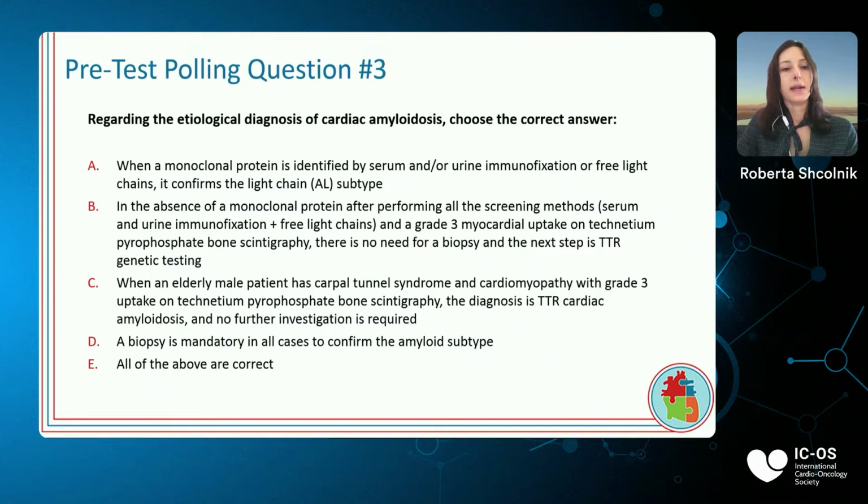C. When an elder male patient has carpal tunnel syndrome and cardiomyopathy with grade 3 uptake on bone scintigraphy with PYP, the diagnosis is TTR cardiac amyloidosis and no further investigation is required. D. A biopsy is mandatory in all cases to confirm the amyloid subtype. E. All of the above are correct. So I'll give you some more seconds to find the best answer.